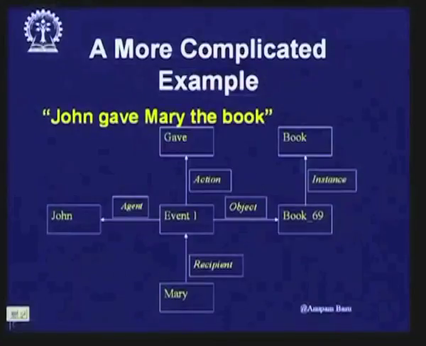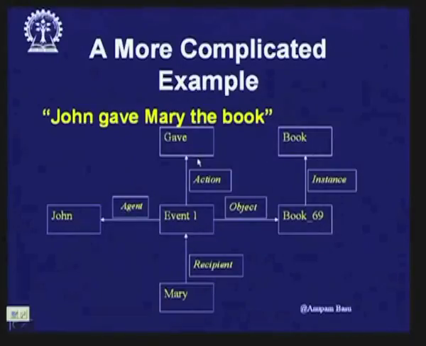So, the object that is being given, I could have said book, but why didn't I say it is book? Because book is a general class, and we are talking of a particular book, that is book 69. And what is this book 69? It is an instance of book. So, you see how this English statement John gave Mary the book simply translates to this nice semantic net form.